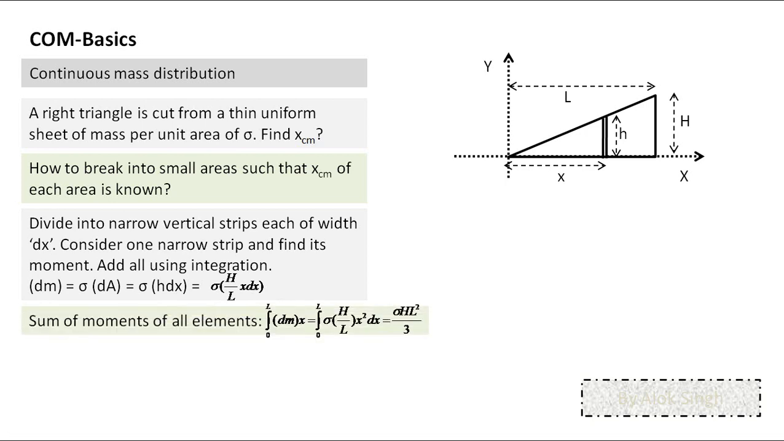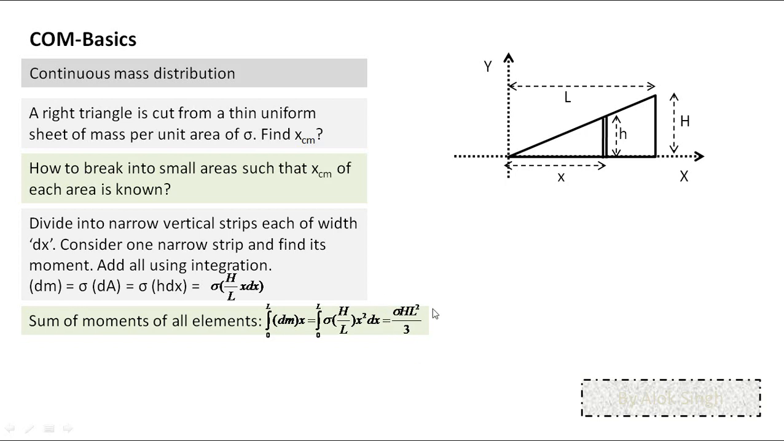Sum of the moments of all elements. This is the moment of one element, and through integration we add all elements. What are all the elements? The leftmost element will have a position of x equal to 0, and the rightmost element will have a coordinate of L. So x is varying from 0 to L. That's the limit. We substitute all the values and integrate. It's a fairly simple integration. We find the sum of the moments of all elements as shown here.